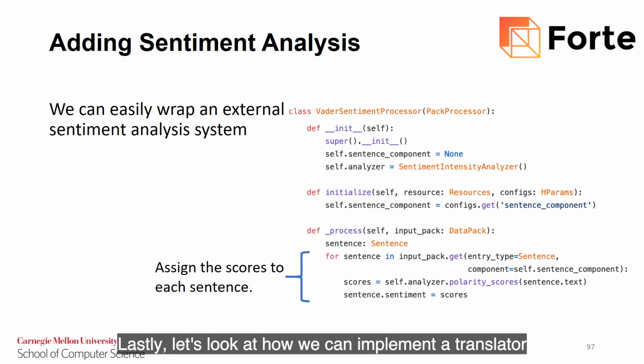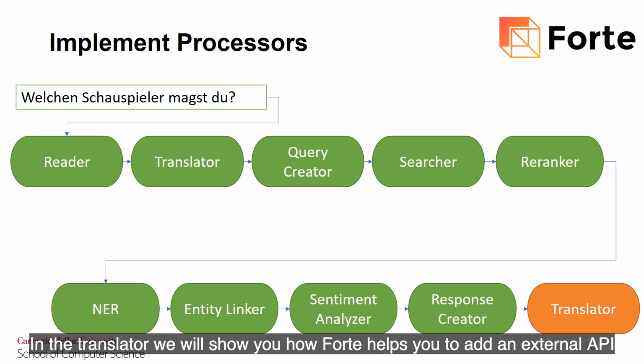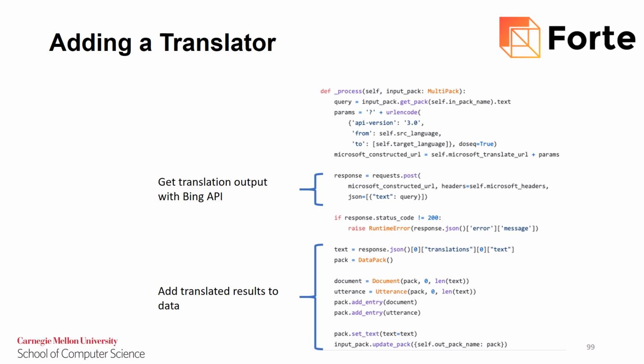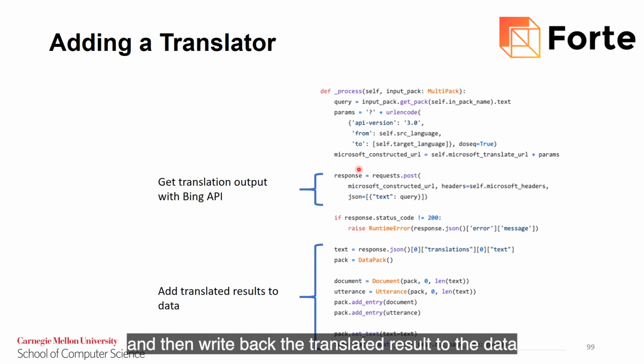Lastly, let's look at how we can implement a translator. To get a translator, we will show you how they help you to add an external API. What we need to do here is to get the translated text from Bing and then write back the translated result to the data.